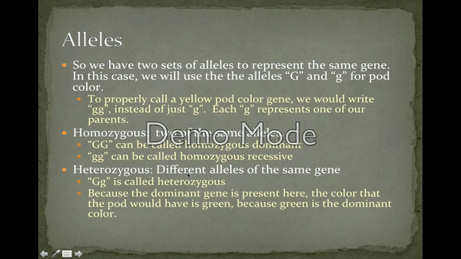Heterozygous. Heterozygous are different alleles of the same gene. The prefix hetero means different. It means different alleles. And this is represented this way: you have capital G and lowercase g. It is called heterozygous. And because the dominant gene is present here, the color of the pod would have to be green, since green is the dominant color.